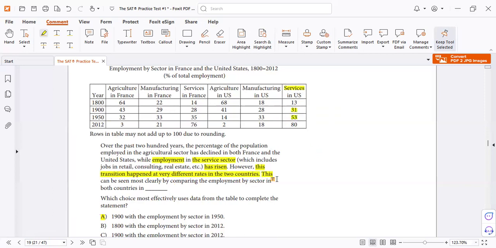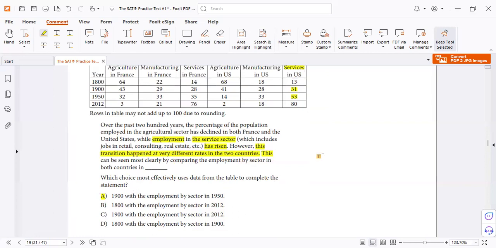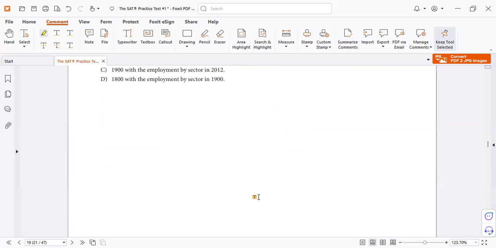If you compare France to the US, you will see that it's a bit different. This increases much more than this. Yeah, that is right. And we have some keywords like over the past 200 years. So don't worry about the time, about the table. So letter A is correct, with the job.